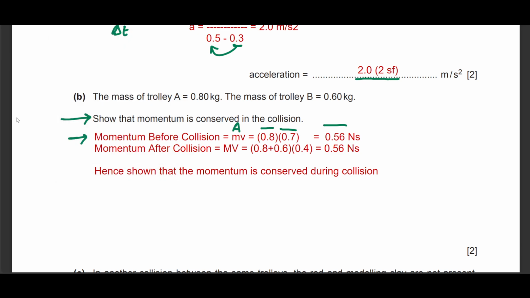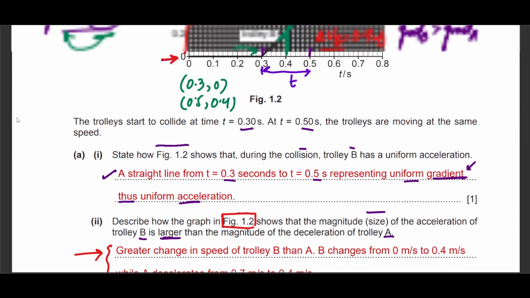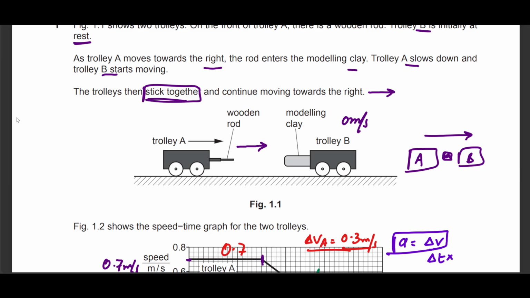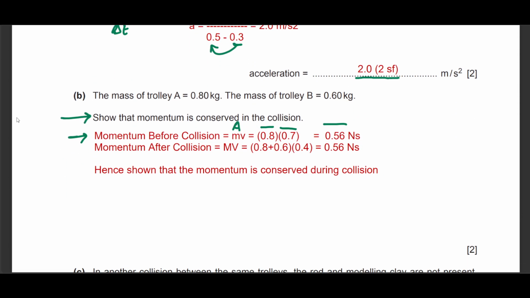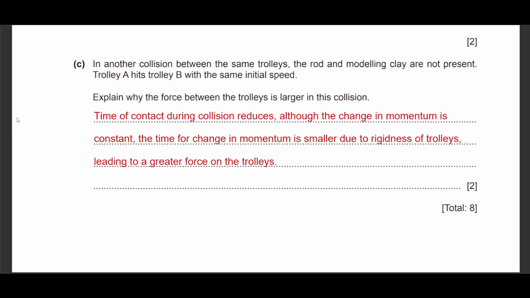When we move to after the collision, we realize that they're both sticking together. They're embedded with each other, as mentioned by the examiner in this question, which means the masses should be added together. So that's why you will see 0.8 being added with 0.6. This is the mass. Sticking together, they will be added. From the graph, we can see that after the collision the velocity was 0.4, the speed was 0.4. Multiplying this gives us 0.56 Newton seconds. So this shows the momentum before and after collision was equal, and hence we can say that the momentum is conserved during the collision.